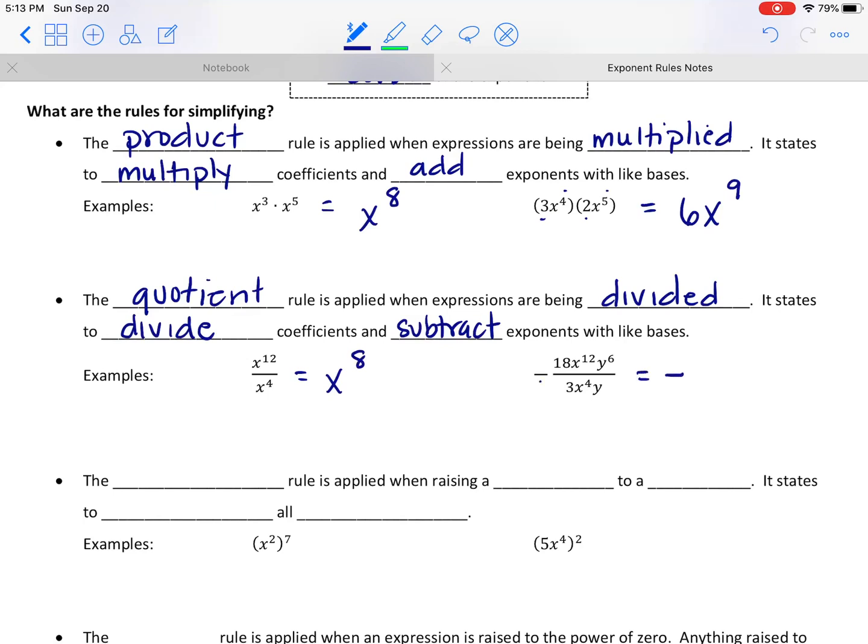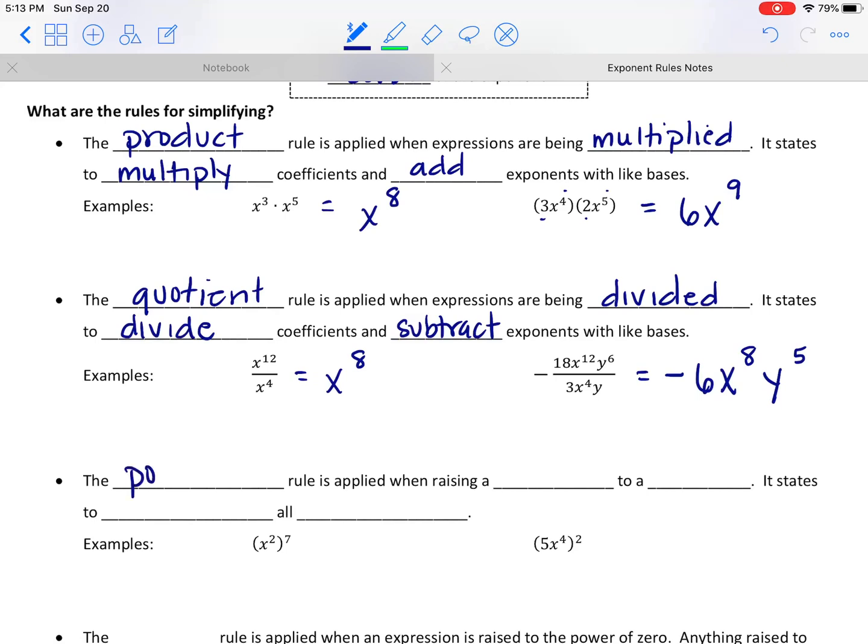And then here, we've got a negative out in front. That's just going to stay out in front. And then we'll divide the coefficients. So 18 divided by 3 makes 6. And then we're going to subtract our exponents for like bases. So 12 x's here minus the 4 on the bottom leaves me 8 x's. And then for the y's, 6 here minus the 1 on the bottom is going to leave me y to the 5th. Okay, so negative 6x to the 8th, y to the 5th becomes our answer. Alright, so not so bad so far. We got 2 down, 3 to go.